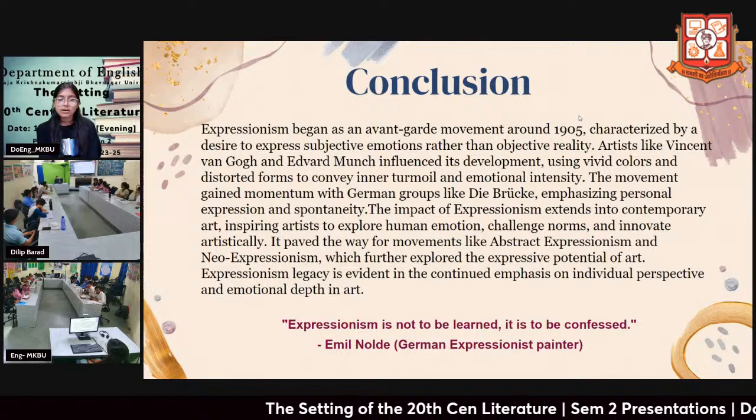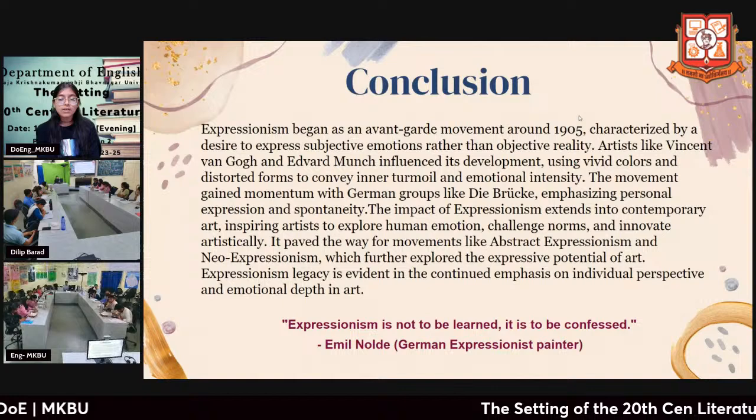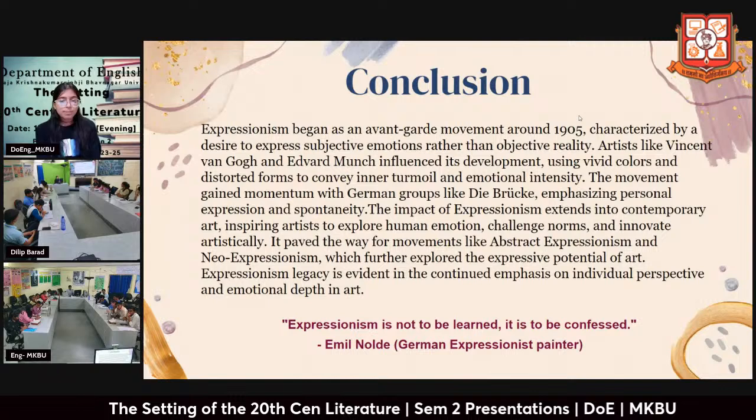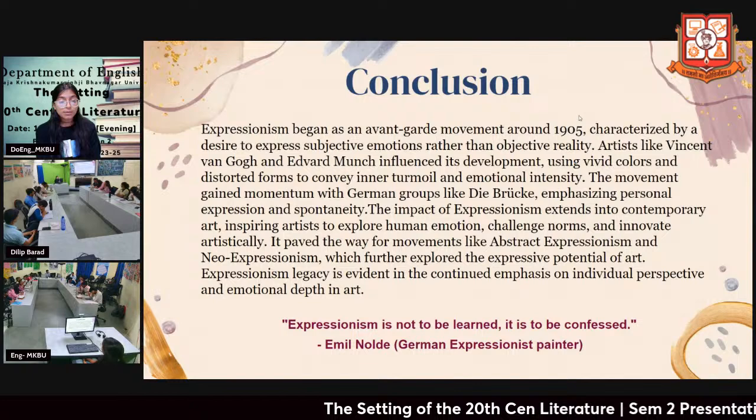In conclusion, expressionism began as an avant-garde movement around 1905, characterized by a desire to express subjective emotions rather than objective reality. Artists like Vincent van Gogh and Edvard Munch influenced its development, using vivid colors and distorted forms to convey inner turmoil and emotional intensity. The movement gained momentum with German groups like Die Brücke emphasizing personal expression and spontaneity.